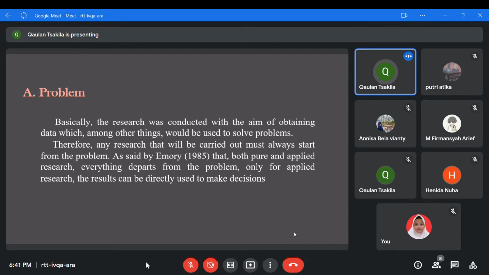A, problem. Basically, the research was conducted with the aim of obtaining data which, among other things, would be used to solve problems. Therefore, any research that will be carried out must always start from the problem. As said by Emery, both pure and applied research, everything departs from the problem. Only for applied research, the results can be directly used to make decisions.